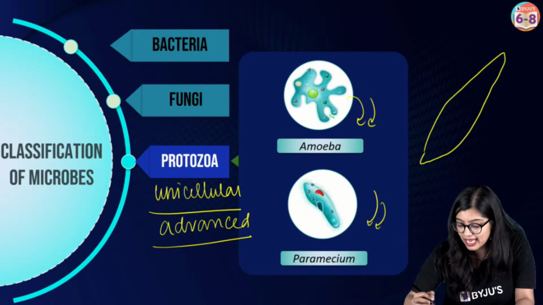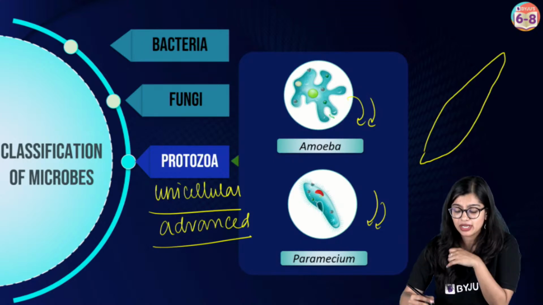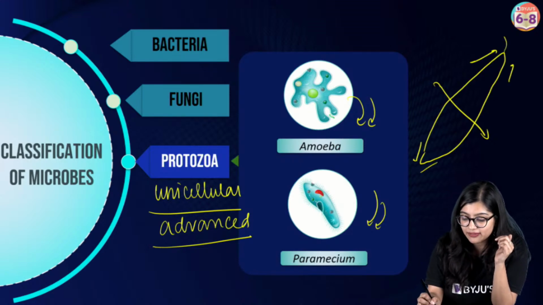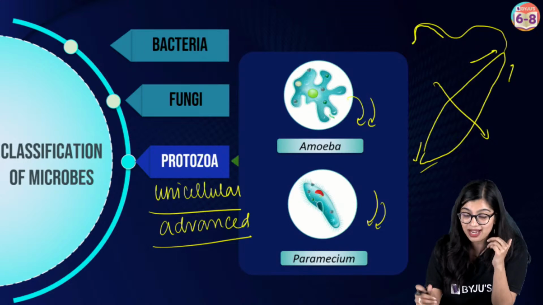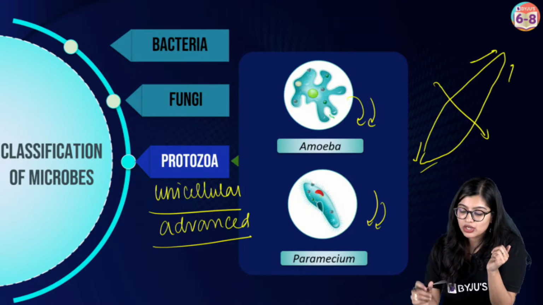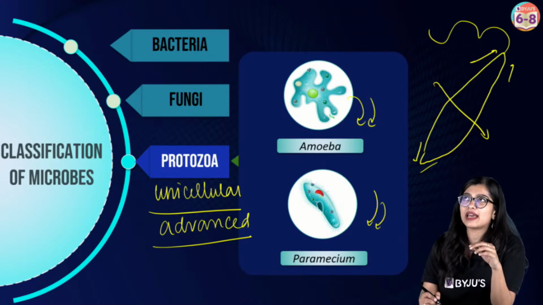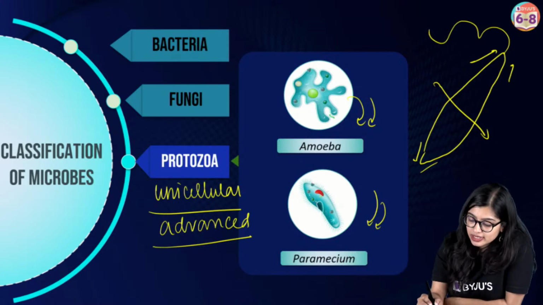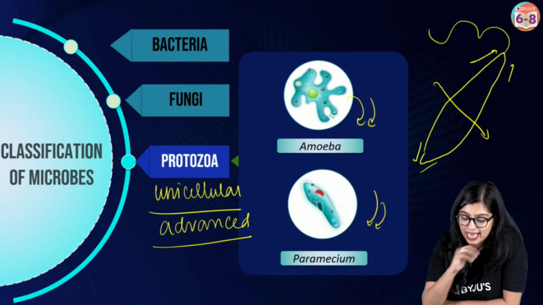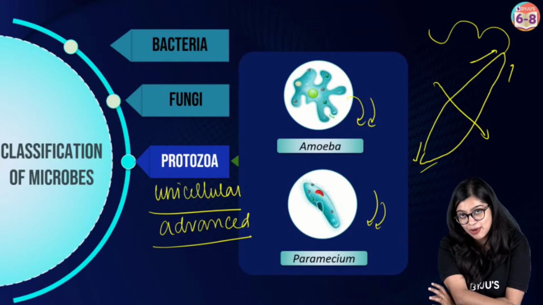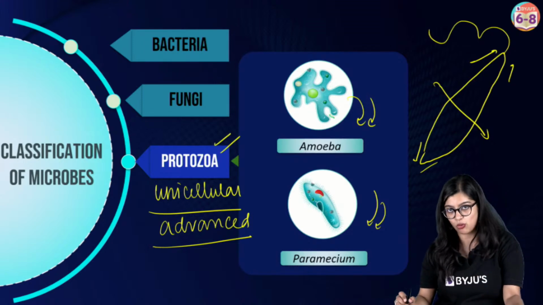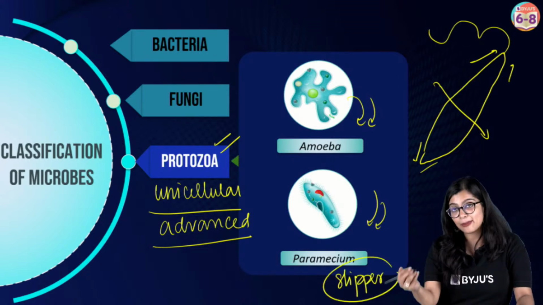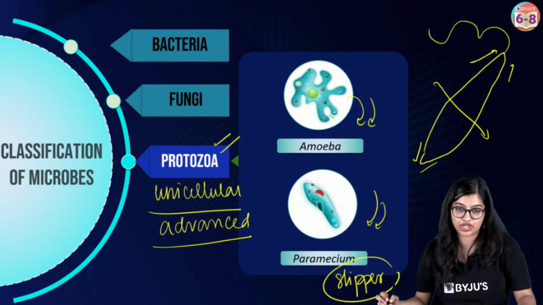Euglena is spindle shaped, which means it is broad in the center and narrow towards the end, and it has not a tail, but a long whip-like structure. Think of a belt that you are moving back and forth; this is how it moves. This is euglena, an example of protozoa. Similarly, paramecium is a slipper-shaped organism, and amoeba does not have any definite shape, right?